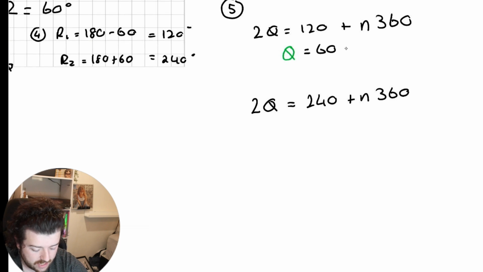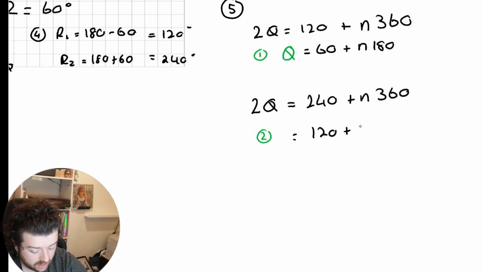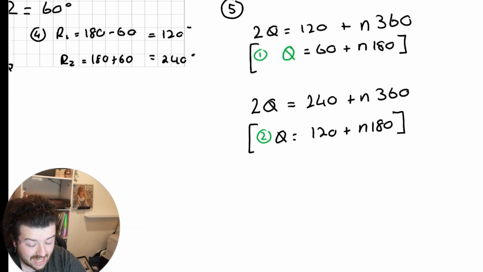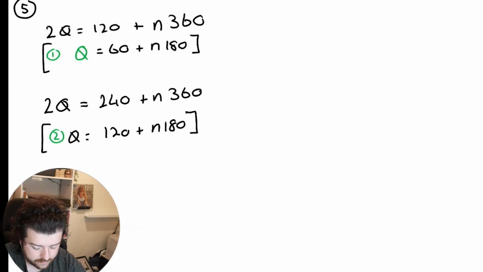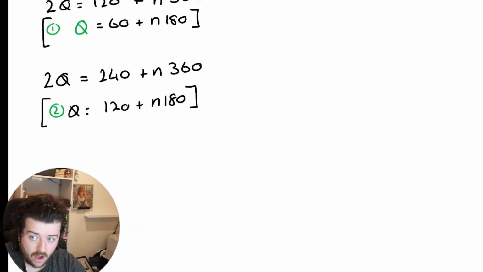That's going to be 60 plus n. 360 divided by 2 is 180, so n 180. So that's my first equation. My second equation is going to be divide everything by 2 again. It's going to be 120 plus 360 divided by 2 is n 180. So I have theta is equal to 60 plus n 180, and I have theta is equal to 120 plus n 180. And finally, now I need to find all my solutions.